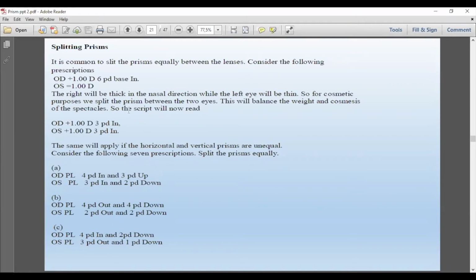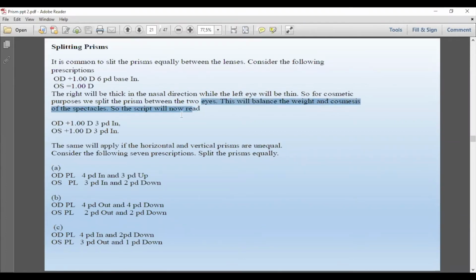All right. So now it's common to split the prisms equally between the lenses. Now consider the following prescription. Right eye +1, left eye is also +1, and now I need 6 prism base in. Now, can you imagine if you place all that prism in the one eye, the right eye will be thick in the nasal direction while the left eye will be thin. So for cosmetic purposes, we split the prism between the two eyes. This will balance the weight and cosmesis of the spectacle.